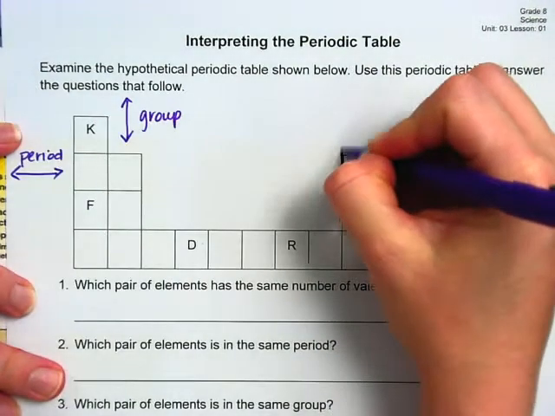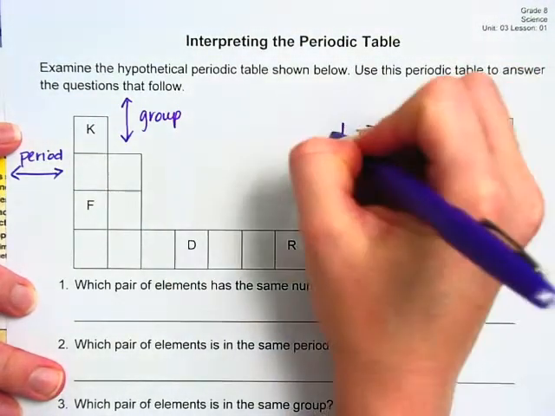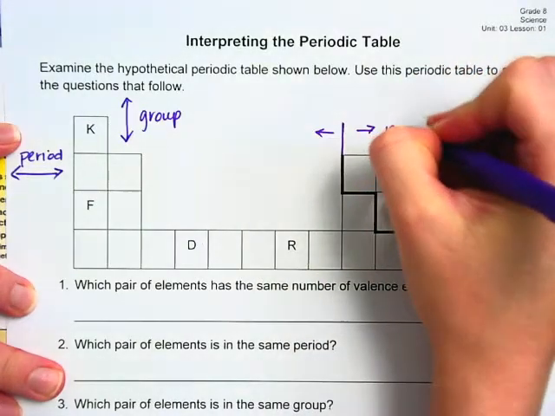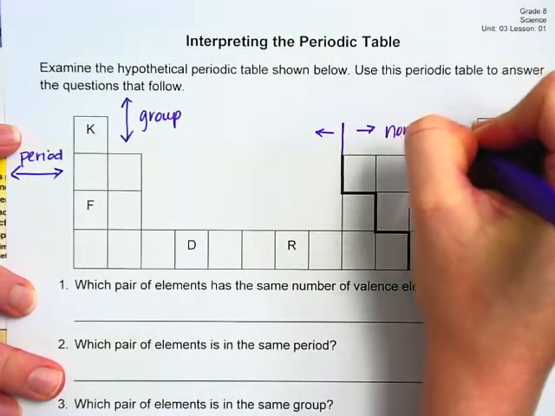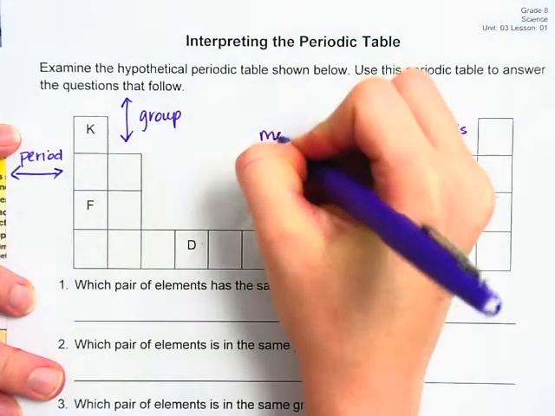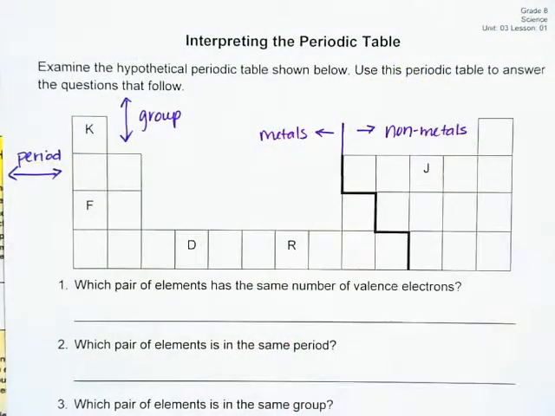And what does this black line mean? On this side would be nonmetals, and on this side would be metals. That might help you with your homework. Let's do number 1 together.